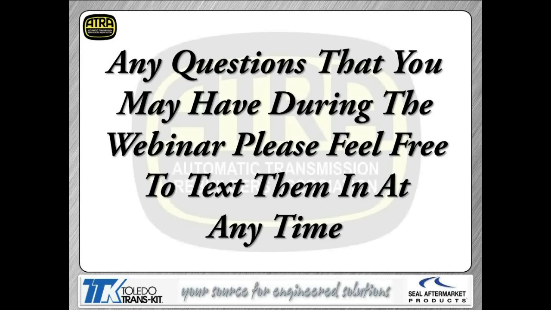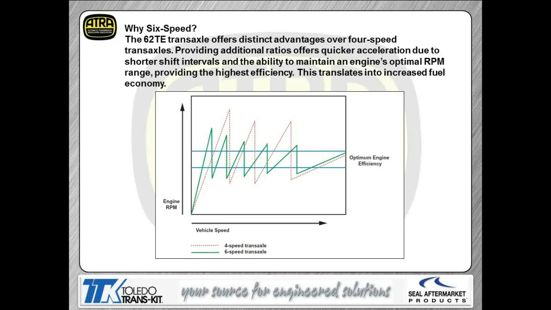Why 6 speeds? Well, the 62TE has several advantages over a 4-speed. Obviously, by having the additional ratios and a quicker shift, it'll allow the engine to stay within the optimum efficiency and save fuel. As you can see between these two blue lines, that's where the optimum engine efficiency is at. On the left, you can see the engine RPM, and as it rises, if you look at the dotted red line for the 4-speed, you can see the engine RPMs wind out pretty good before the 1-2 shift. And the same thing you can see here on the 2-3 and then on the 3-4. So if we can get that shift pattern quicker and more often, we can keep the engine RPM down and save fuel. This works pretty much like a CVT. The same idea behind the CVT is to keep the engine RPM down as you go through the different ratios.